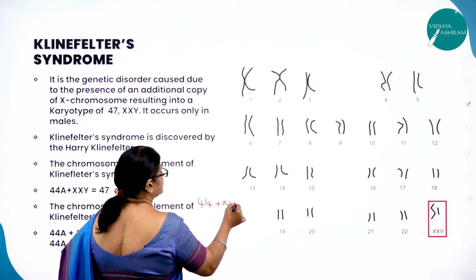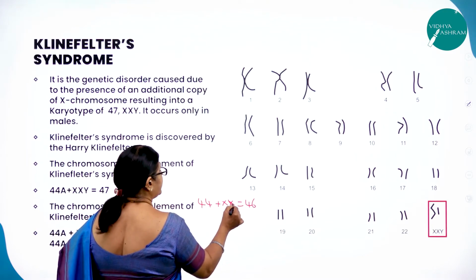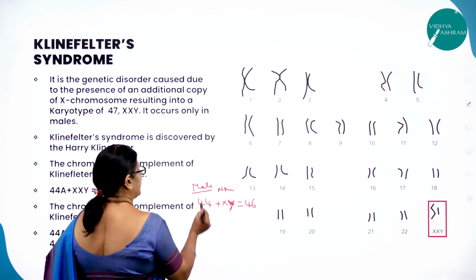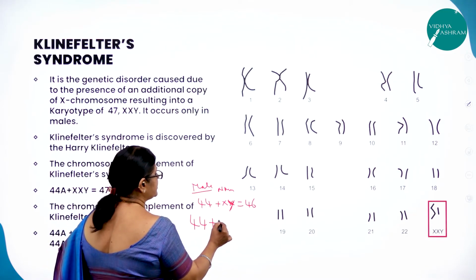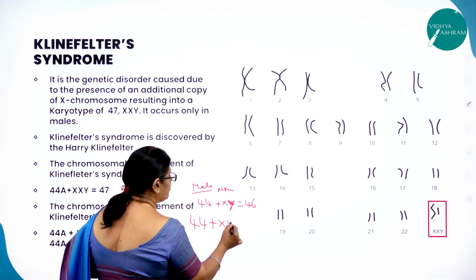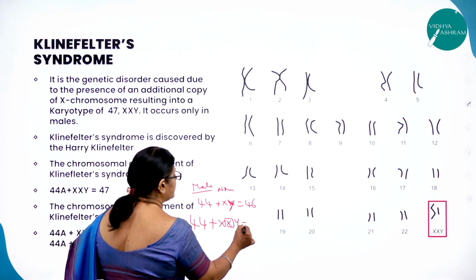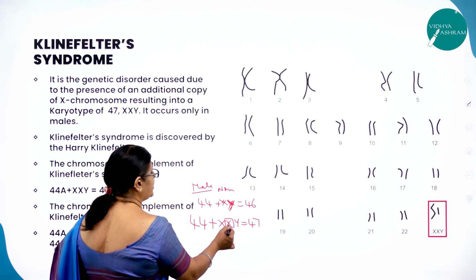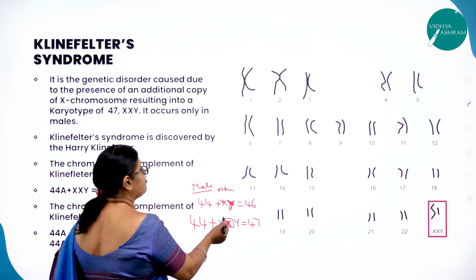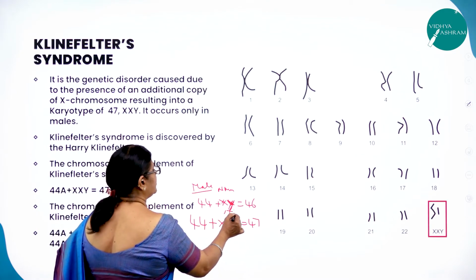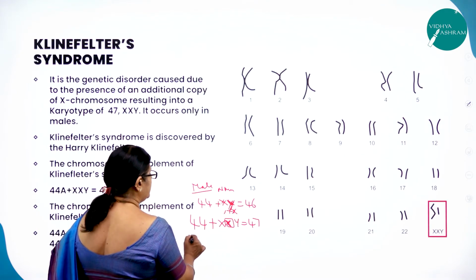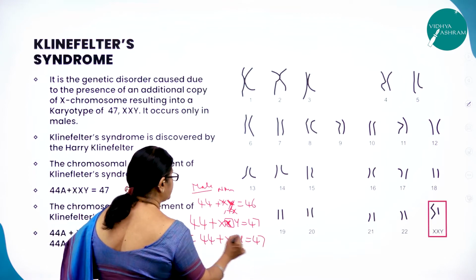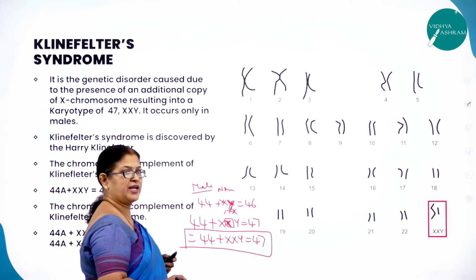44 plus XX is equal to 46. This XY is common in male, the normal male. But in Klinefelter's male, 44 plus XY, instead of that one more X is added, it will become 47. See here, instead of only XY, it is XXY. So there is an addition of one extra chromosome, plus 1. So X is added to this. So it is 44 plus XXY is equal to 47. This is the chromosomal complement of Klinefelter syndrome.